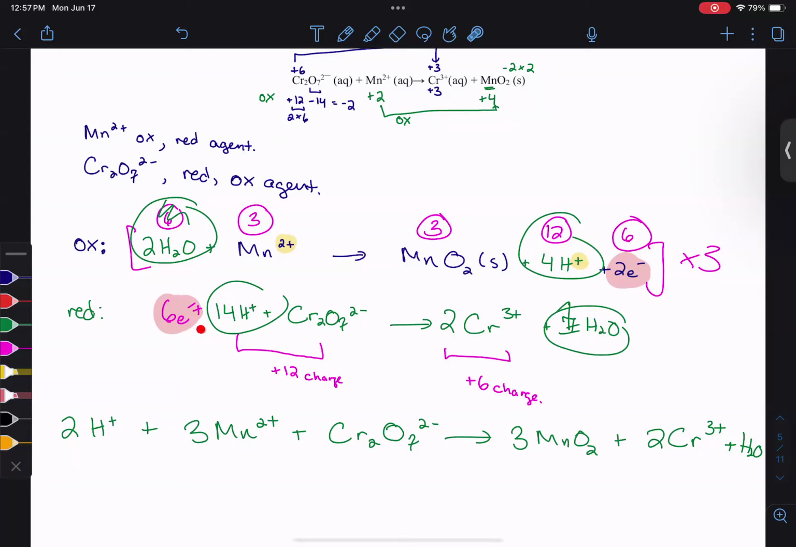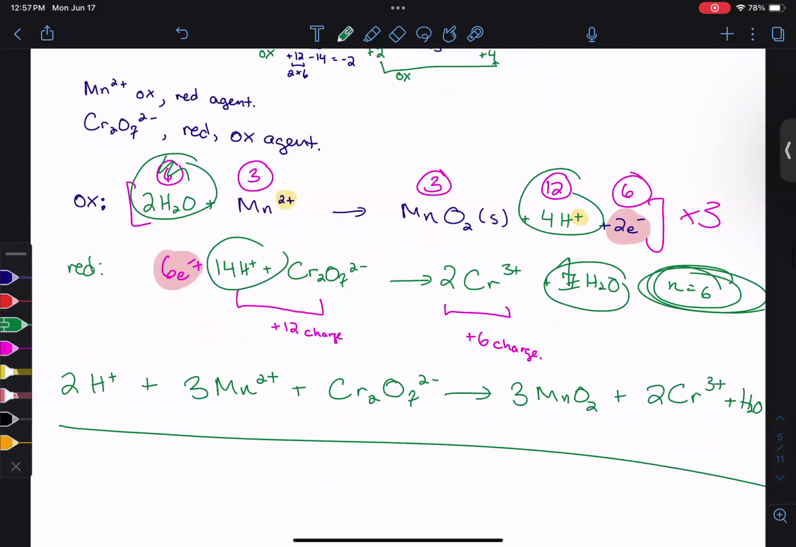And it's all about finding that lowest common multiple here. This is the same thing as N. So N would be 6 for this reaction. So N was 6. Let's just keep that on standby because we'll need that a little bit later, because we're not done. We got the balanced equation. Now let's get E cell.